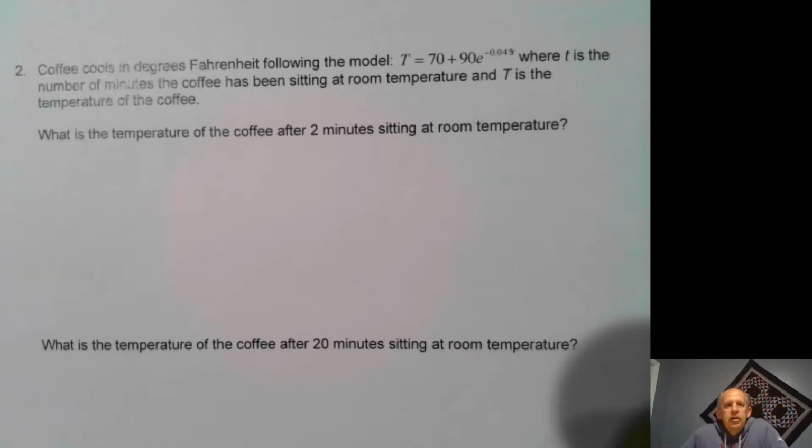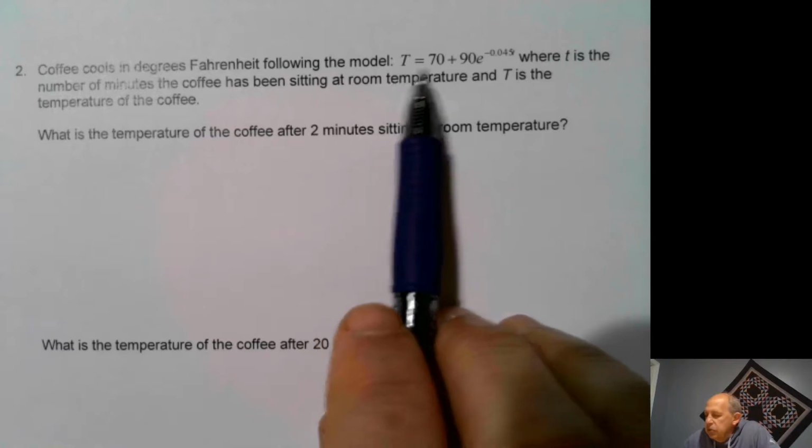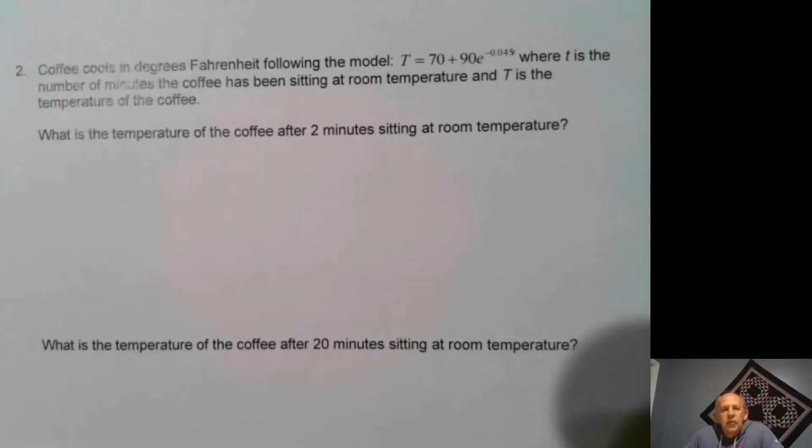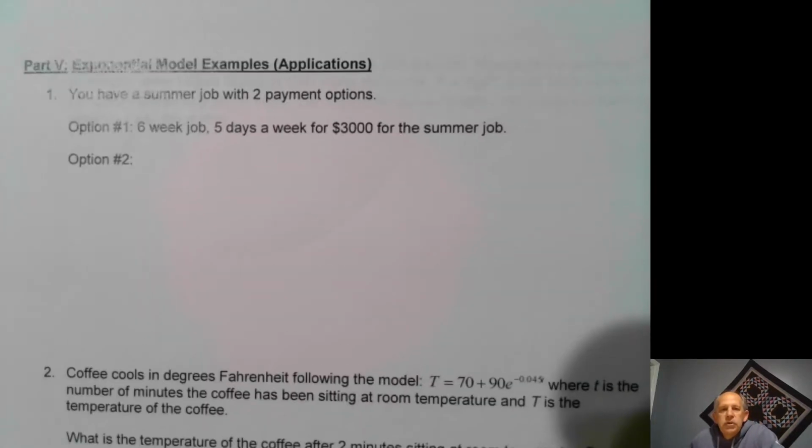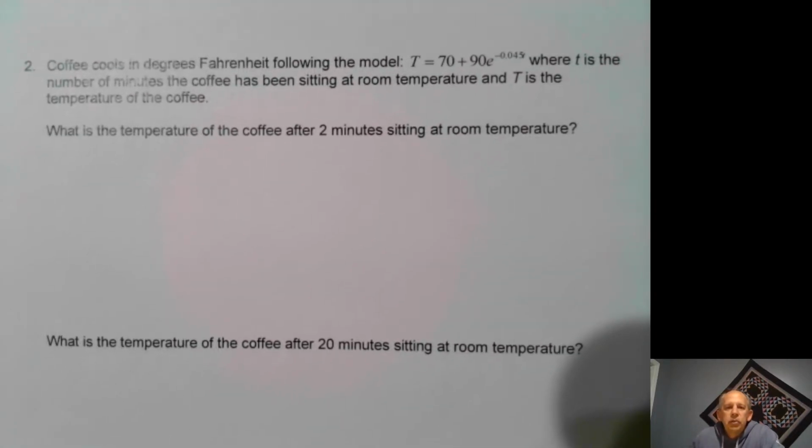So let's take a look at making some predictions using this exponential model concept. For this first one, we have a model that's trying to predict the temperature of a pot of coffee after it's been sitting at room temperature for a particular amount of time. The first amount of time is 2 minutes. So what we want to do is see what the temperature of the coffee is going to be after 2 minutes. We skip problem one. Here we are at problem two.